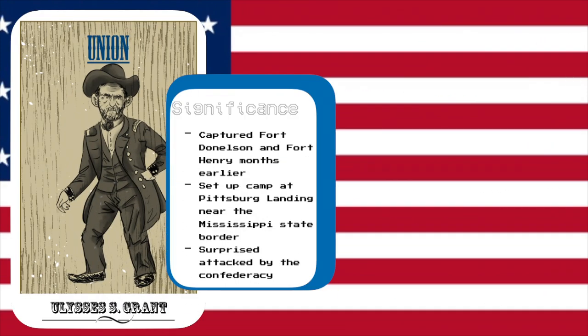And now the one and only Ulysses S. Grant. Captured Fort Donelson and Fort Henry months earlier, set up camp at Pittsburgh Landing near the Mississippi state border, and was surprise attacked by the Confederacy.